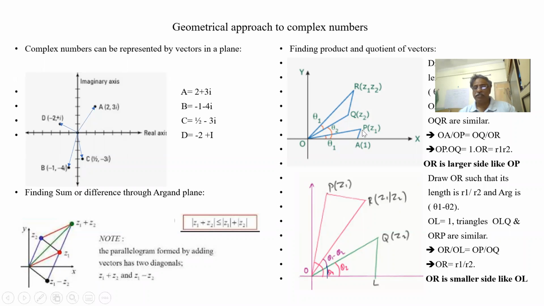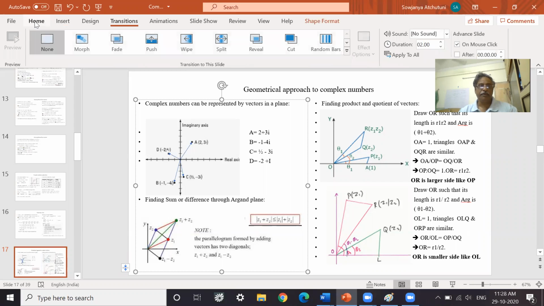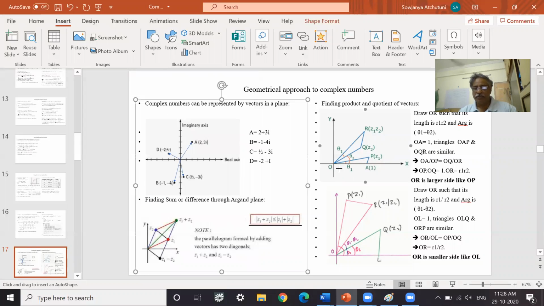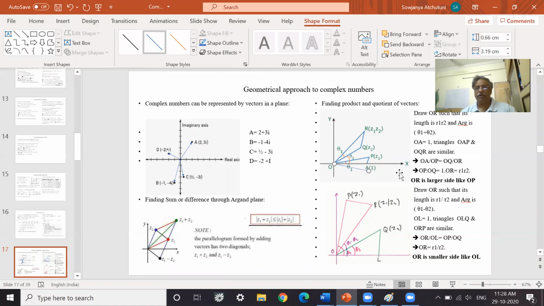This is Z1. What is Z1 bar? Z1 bar is this side it will come, a mirror image of Z1. Let us say this is Z1 bar. What is Z2 bar? Again mirror image of Z2. This is Z2. What is conjugate of Z1 Z2? Conjugate of Z1 Z2 is mirror image of Z1 Z2, theta 1 plus theta 2.